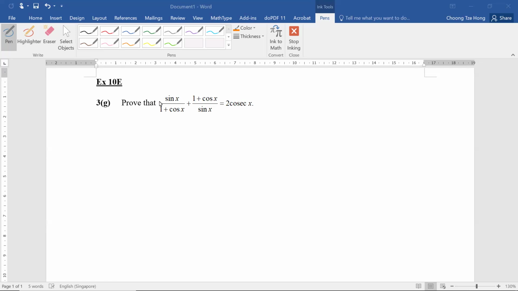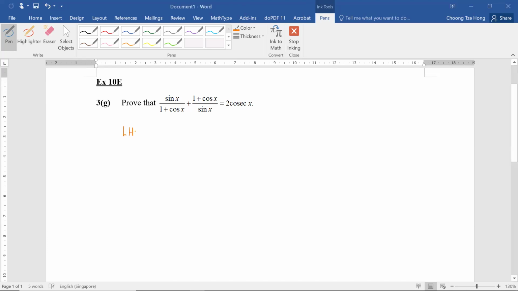The question states that they want us to prove that sine x over 1 plus cosine x plus 1 plus cosine x over sine x is equal to 2 cosecant x. For a question like this, we always try to start on the side that is more complicated. In this case, it will obviously be the left-hand side. So let's start from the left-hand side.